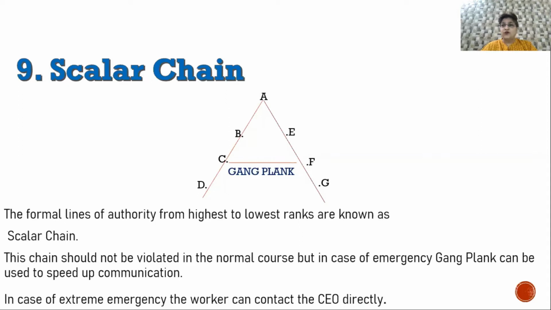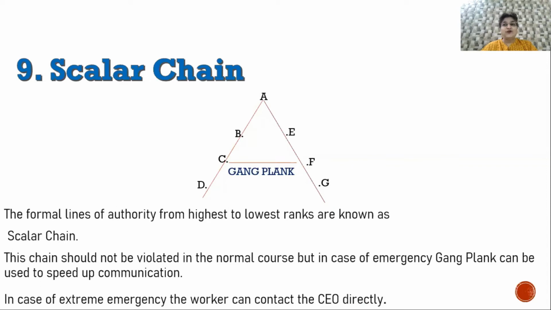In case C wants to talk to F, then normally C should talk to B, B will talk to A, A to E, E to F. Like that it will go. But in case of an emergency, suppose there's an emergency, then C can directly talk to F. But C needs to inform his superior B, and F also needs to inform his superior E. So you can use gangplank. Gangplank is to be used in case of emergency. What is gangplank? Patta. Just like a straight piece of wooden piece on which you can walk across. C can walk across to F.